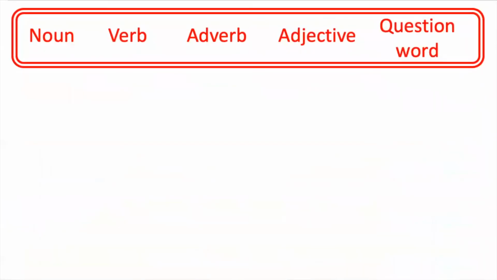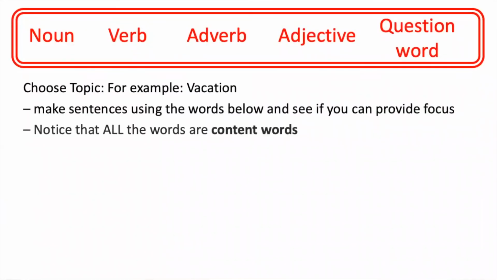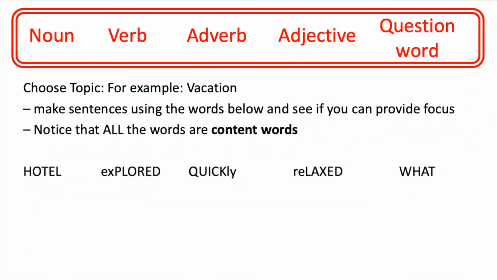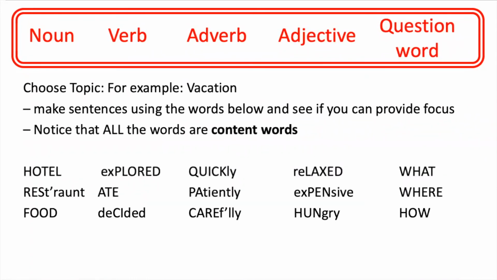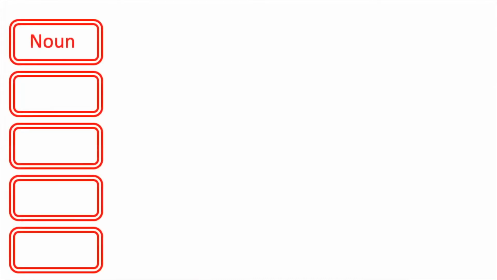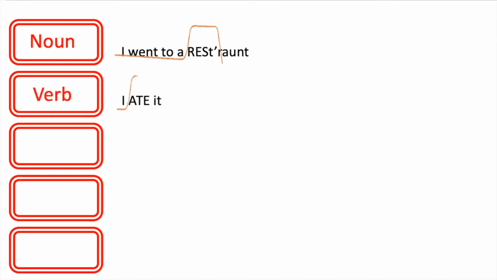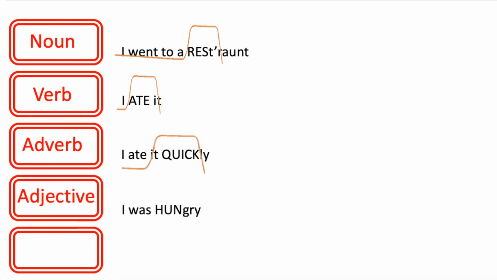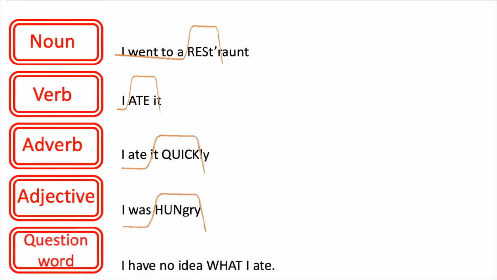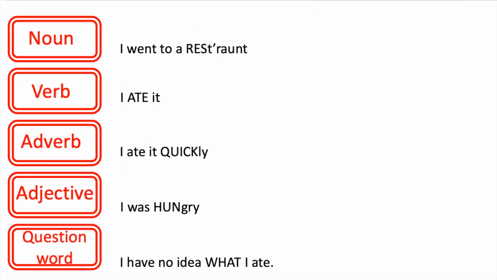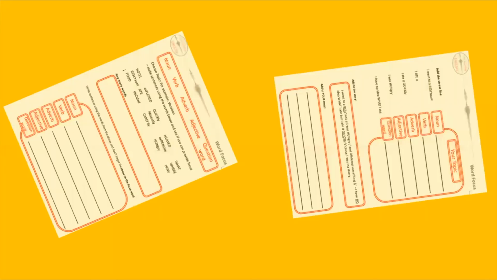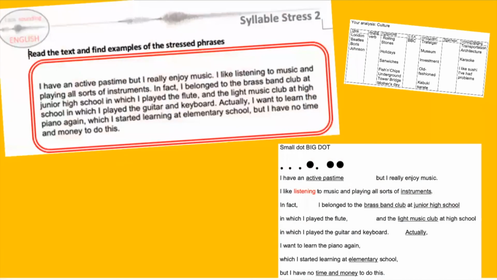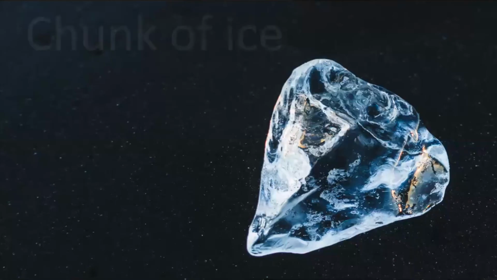And so I get students to choose a topic and then they try to figure out words they can apply to it. Okay, so for example, with holidays, I'll get students to work on these words and make sentences such as this. A noun: I went to a restaurant. Verb: I ate it. Adverb: I ate it quickly. Adjective: I was hungry. And then question word: I have no idea what I ate. So you can see what I'm trying to achieve there. And they work on their own topic. Again, application, more materials as such. You can see the pattern as well. So that's chunking in itself.